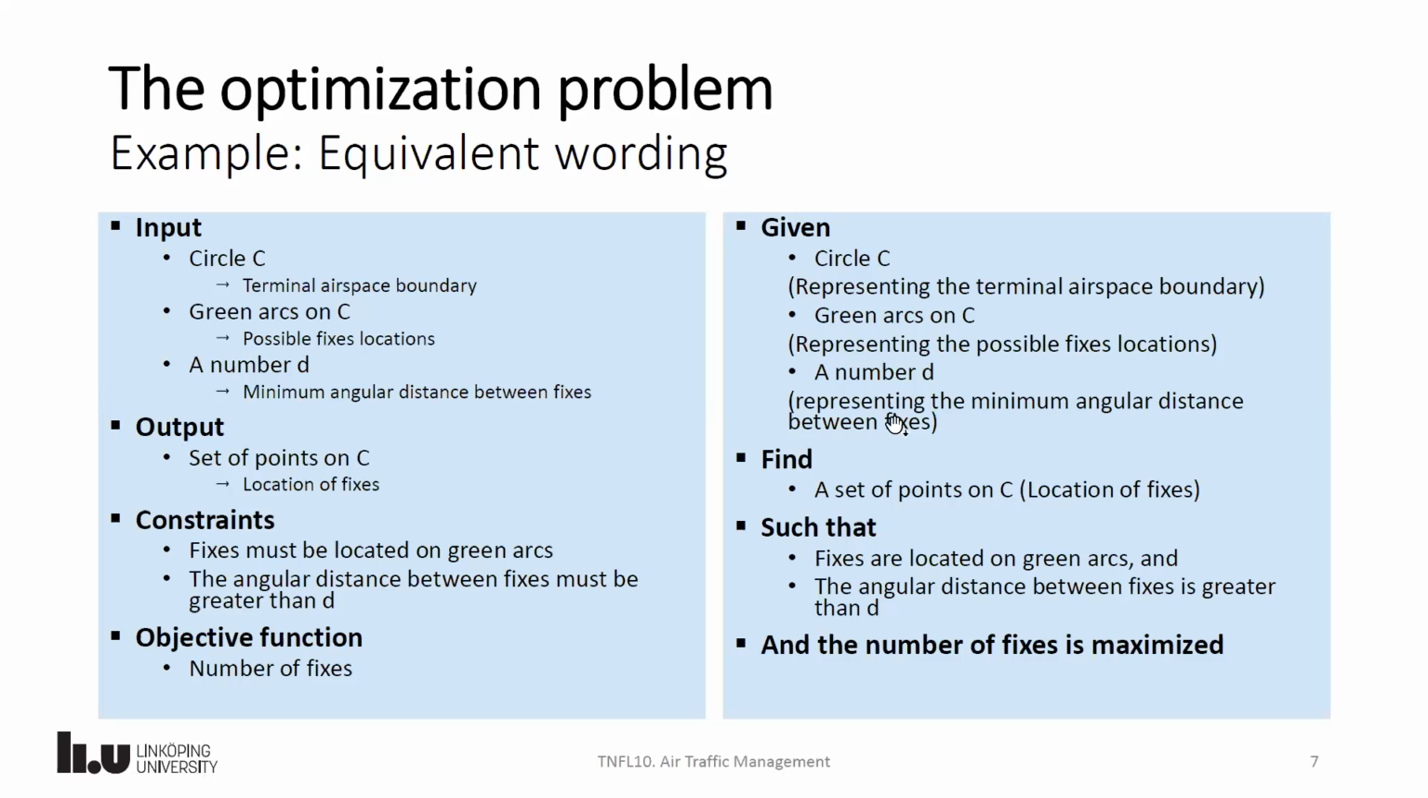This will also give us the tools to interpret optimization problems that we read in papers and such. Being able to identify what's an input, what's an output, what are the constraints, etc., in a real ATM problem that's being studied in a paper, I think this kind of formulation is very useful for that.